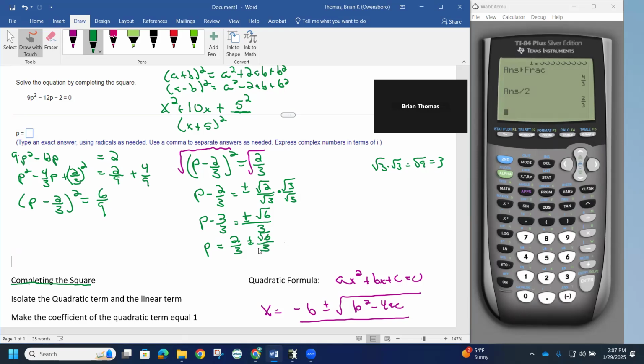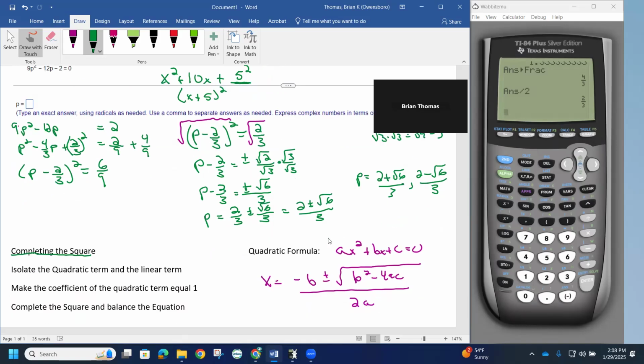And if we want to, since they have a common denominator, we could write this as 2 plus or minus the square root of 6 over 3. So there's actually two answers here. If you want to separate them, you can use a plus or minus, but you can also separate them using a comma. So you also could say p equals 2 plus the square root of 6 over 3, comma, 2 minus the square root of 6 over 3. So notice that completing the square can require a little bit of math.